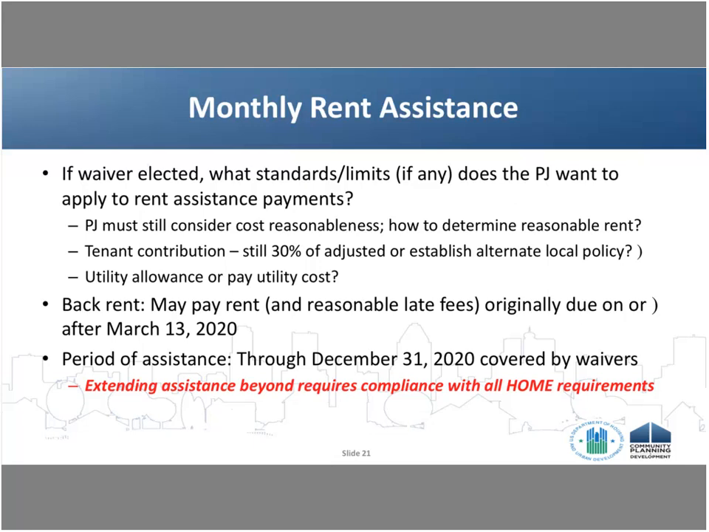But we also need to think about whether or not and to what degree we want to include back rent. Again, we can go back as far as rent due on or after March 13th, but I've also had people ask me if it would be okay to set a lesser limit, for example, saying that we're not going to pay any more than 1 month of back rent for any given household or no more than a certain number of dollars. That's permissible.